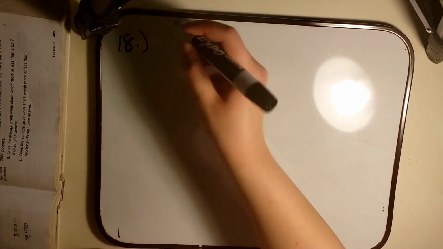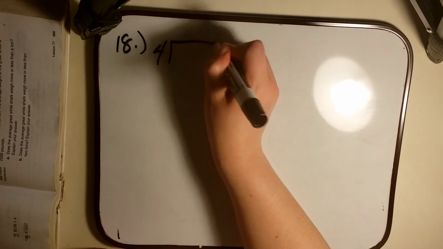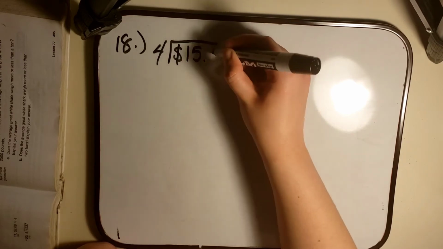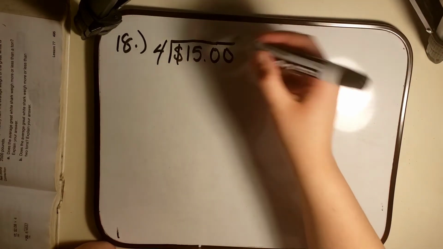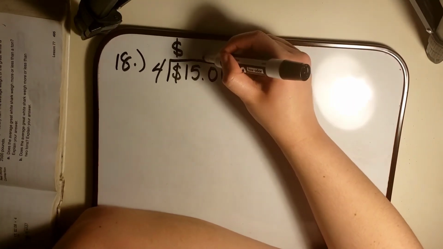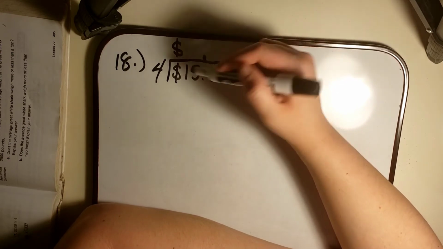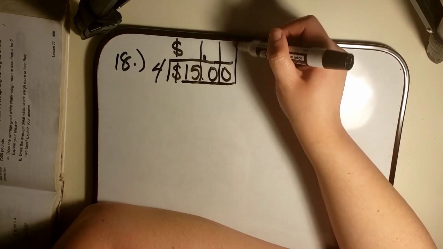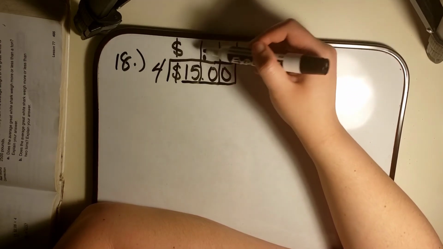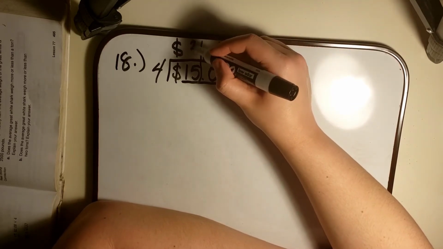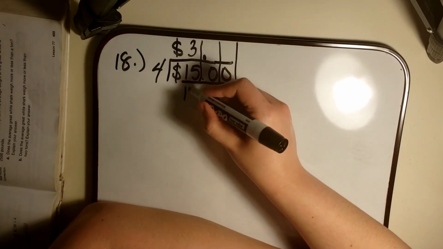Alright, 18 is next. 15 is what we did yesterday. We have 4 on the outside and $15 on the inside. So 15 on the inside. Now I'm going to take the time, sorry, hopefully you can see this, to write my dollar sign up top and put my decimal up there already. 4 can't go into 15, so I'm just going to do this to know where my digits are going.